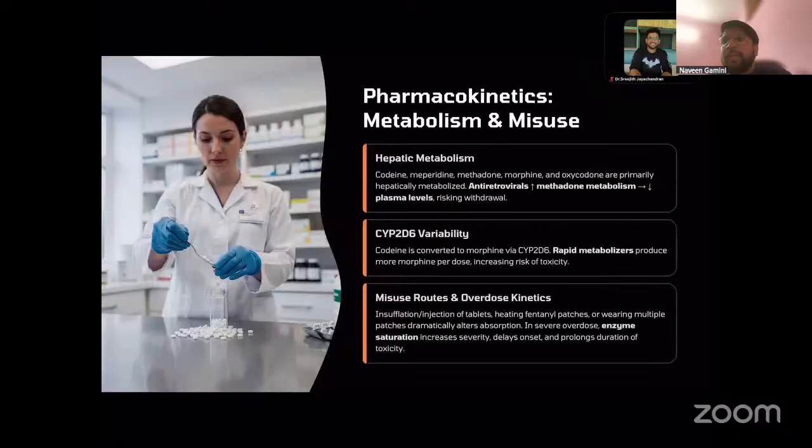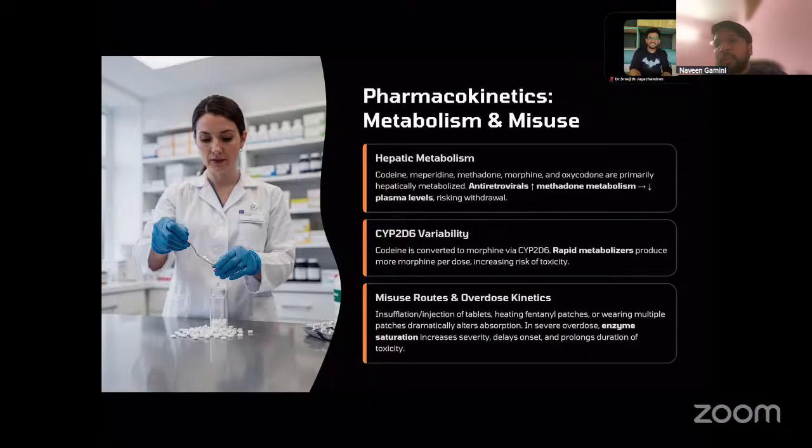Next, we'll talk about the metabolisms. Regarding the hepatic metabolism, codeine, meperidine, methadone, morphine, and oxycodone are primarily hepatically metabolized. So any other drugs that are also hepatically metabolized matter. Antiretrovirals will cause increased methadone metabolism, and that's why they'll cause decreased plasma levels. Hence, they'll be pushing the patient into a withdrawal state.